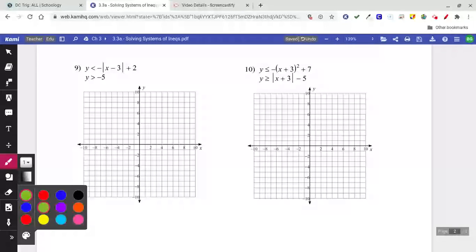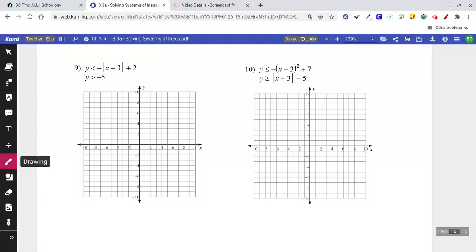Okay. Number 9, I see a V shape. That's an absolute value, but you should see a flip right here. So it's going to be dotted and flipped, and its vertex is at positive 3, negative 2. And less than means we're going to shade down. So we go to 3, negative 2, and we've got a flipped V shape. So we can do this. Down one, right one, or down one, left one. Down one, over one. Looks something like this. And we know we're going to shade down eventually. But let's hold off for a second. Let's graph the other one.